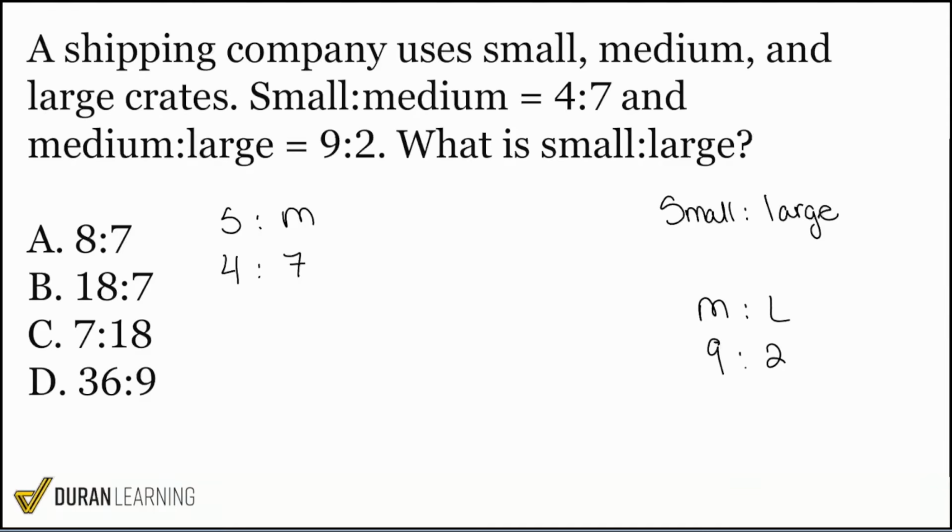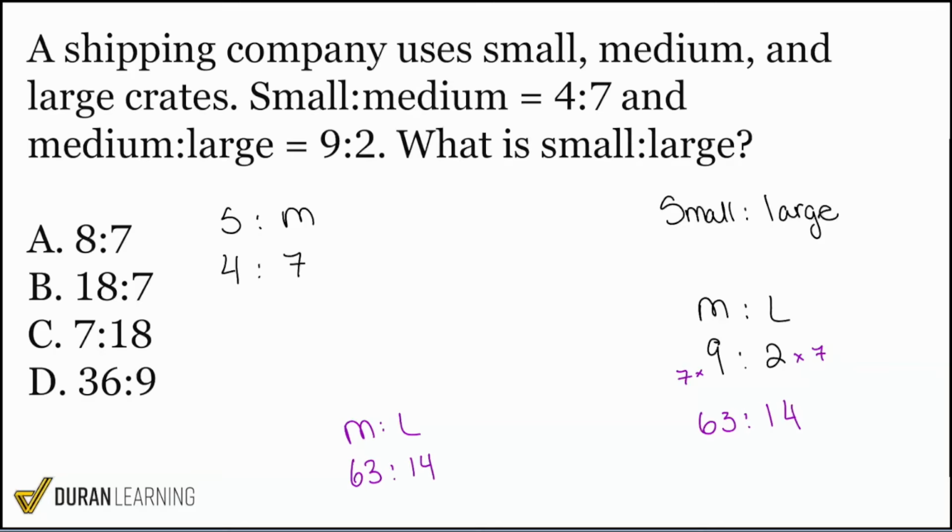Everybody, help me out. 9 times 7 is what's going to give you 63. But if I'm going to do that on the left side, I'm going to have to do that on the right side. What's 2 times 7, everybody? That's going to be 14. Absolutely. So there we go. I have my medium to large. Let me write this in purple. My medium to large is going to be 63 to 14.